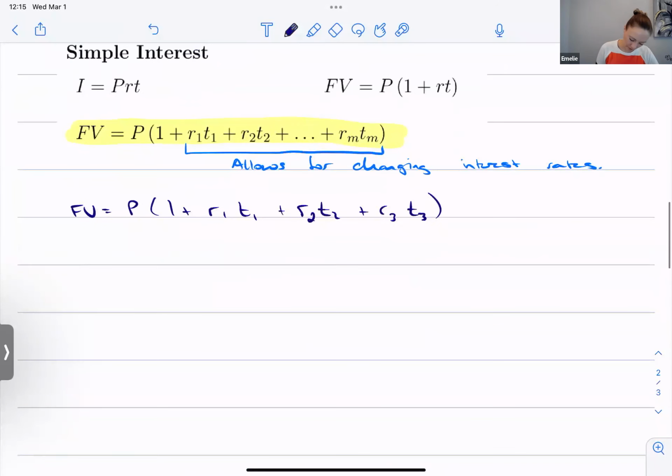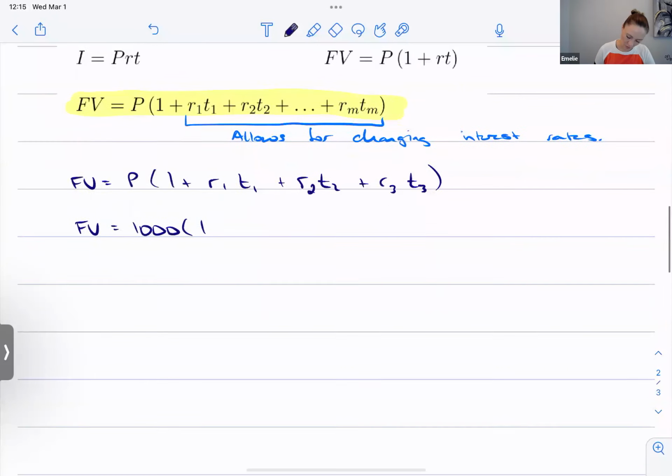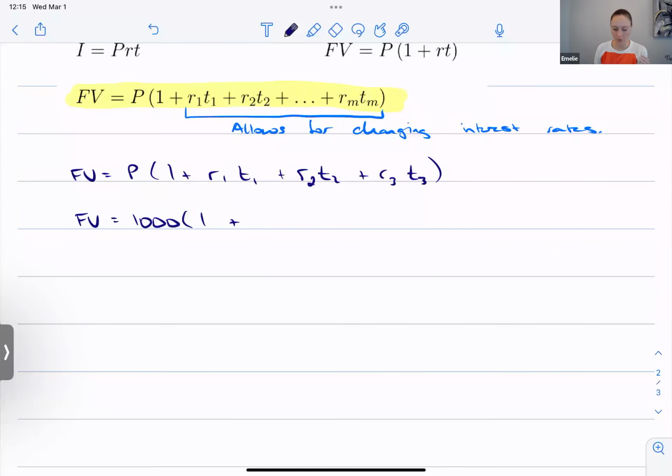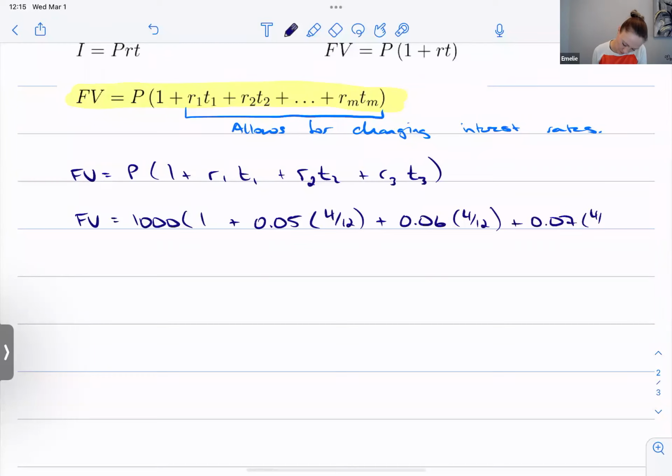So we want to find the future value. The principal amount invested is 1,000 times 1 plus the first rate was 0.05 for 4/12 of a year. T is always in years. That's going to be super important coming up later today. So T is always in years, plus 0.06 times 4 over 12. Each chunk is 4 months, so that's easy. Plus finally 0.07 times 4/12.